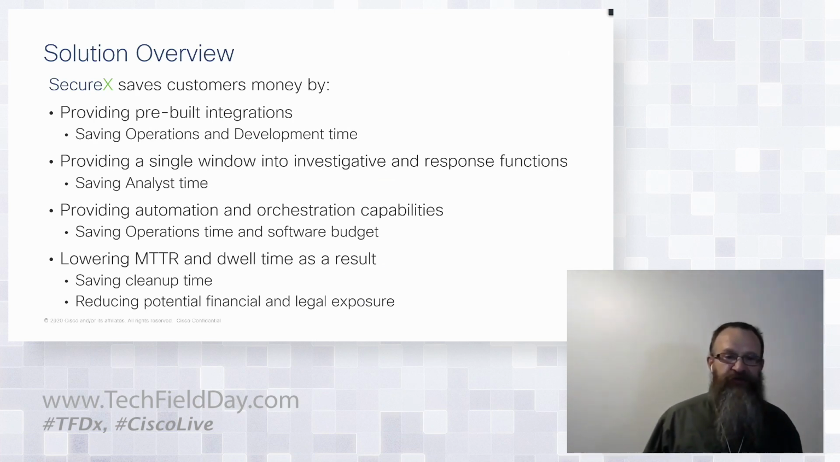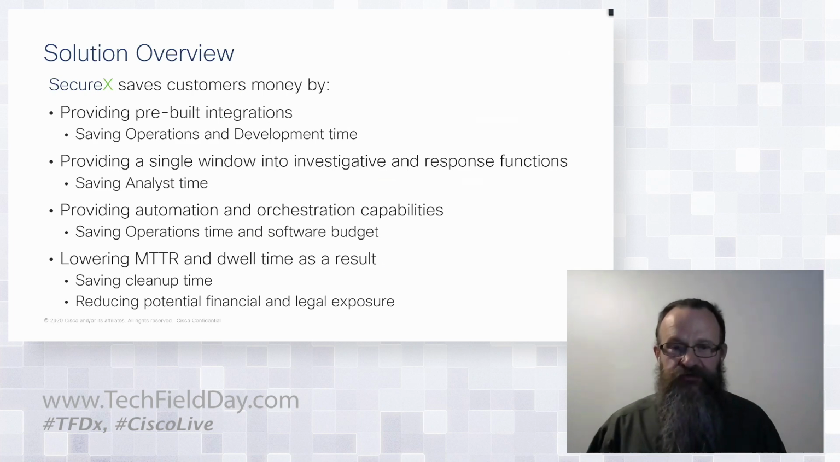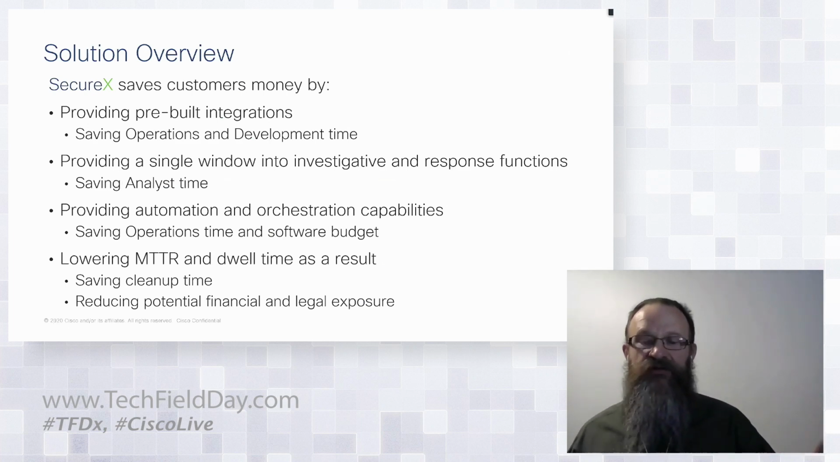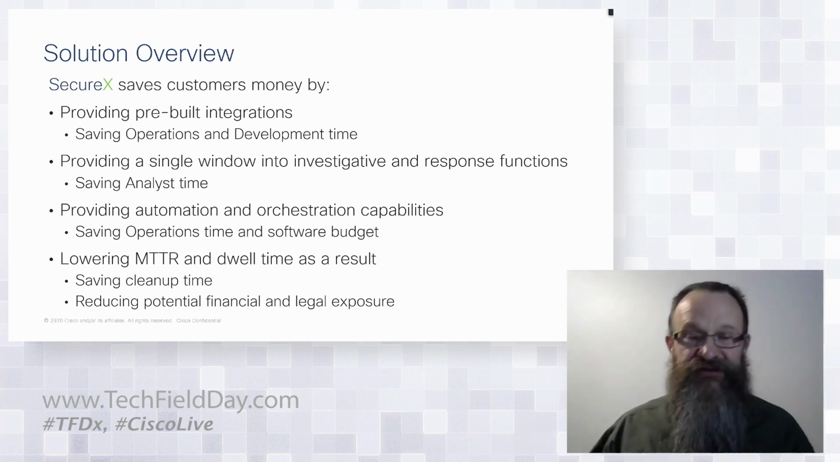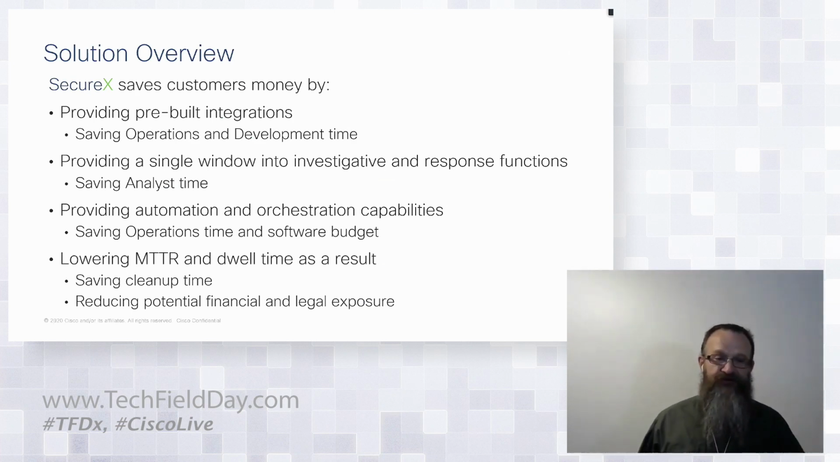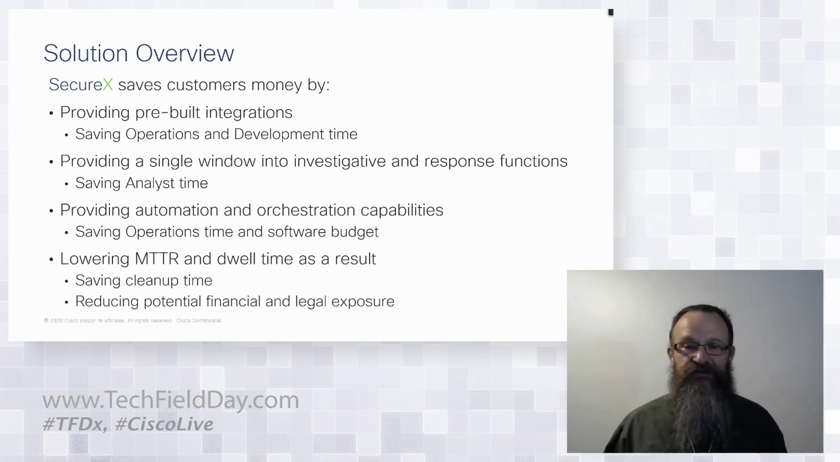Automation and orchestration capabilities saves you operations time and software budget, and human lag caused by the opportunity for human error. We've got lower mean time to resolves and lower adversary dwell time as a result of you being able to use all this time and all this equipment more efficiently. Your adversaries are going to have less time to mess around in your network or to even get there in the first place, which saves cleanup time and it saves potential financial and legal exposure.